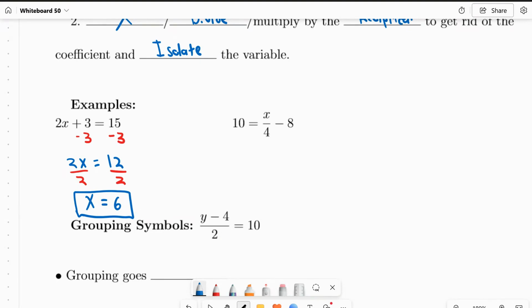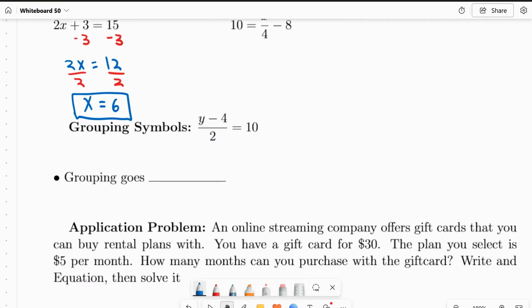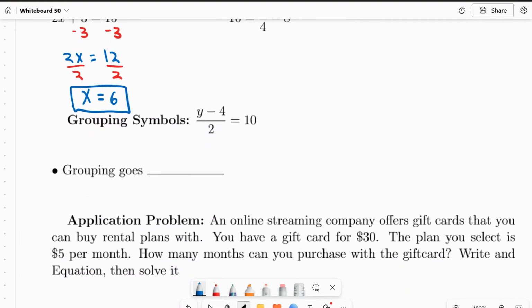All right, the next thing here is grouping symbols. So grouping symbols, those are your parentheses, things like that. Remember, for PEMDAS, grouping symbols typically takes place first. When you're solving equations, grouping symbols take place last. So solving equations is kind of like the opposite of PEMDAS in a way.